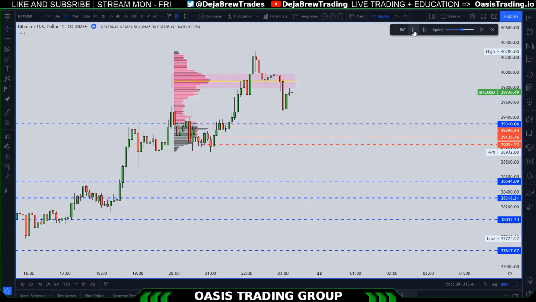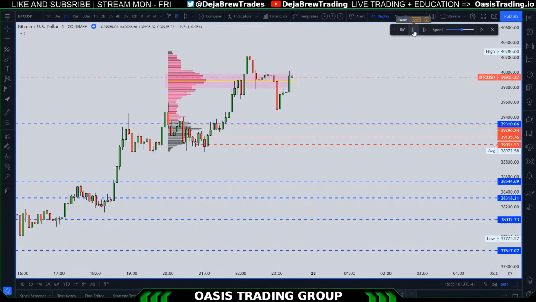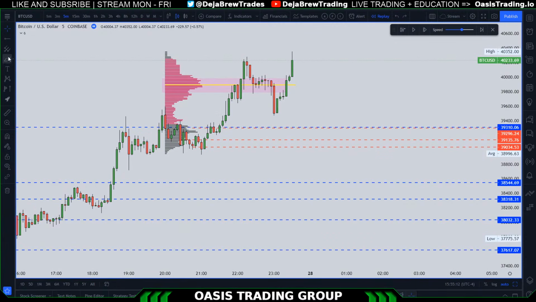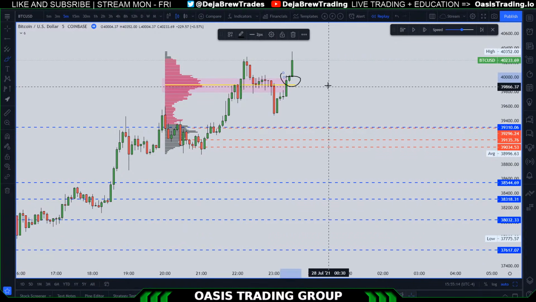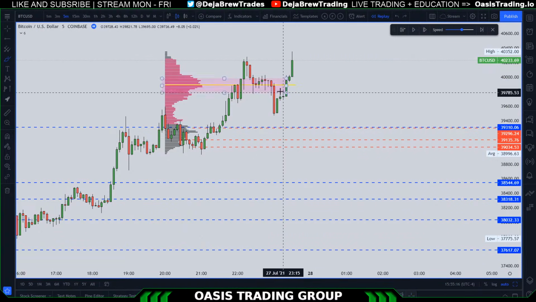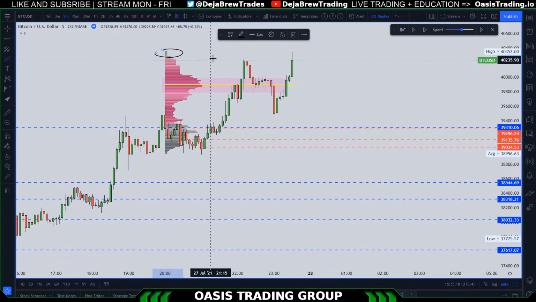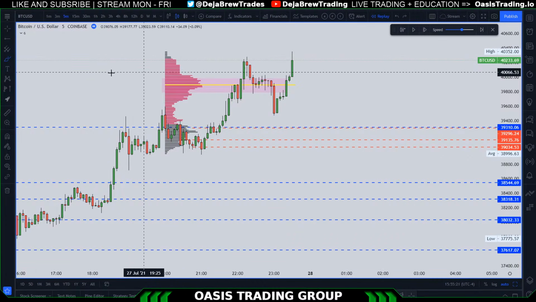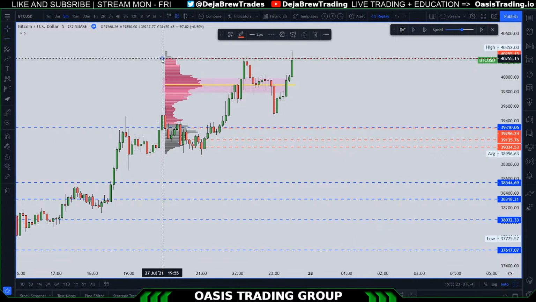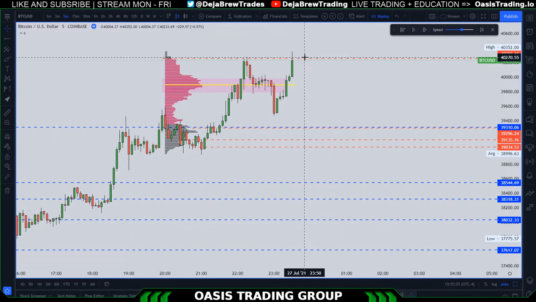Let's let it go a little bit longer. Okay, notice how it started to reclaim the POC. That's very bullish. When that happens, you want to look for the upper tail and the value area high. So watch the value area high here to see if it's going to give you some resistance.